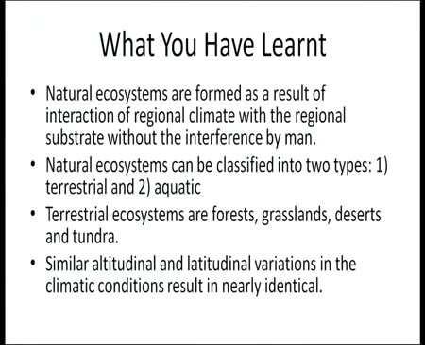Natural ecosystems are formed as a result of interaction of regional climate with the regional substrate without the interference by man. Natural ecosystems can be classified into two types, that is terrestrial and aquatic. Terrestrial ecosystems are forest, grasslands, desert and tundra.